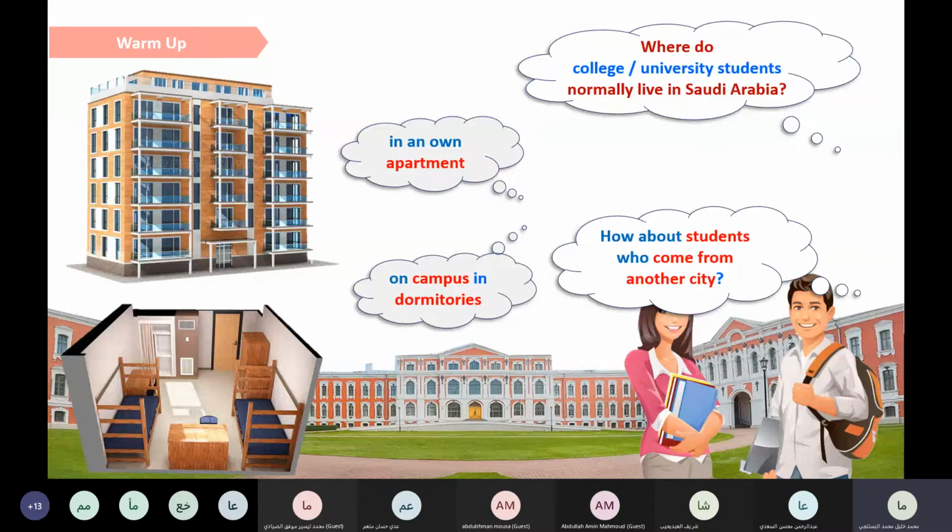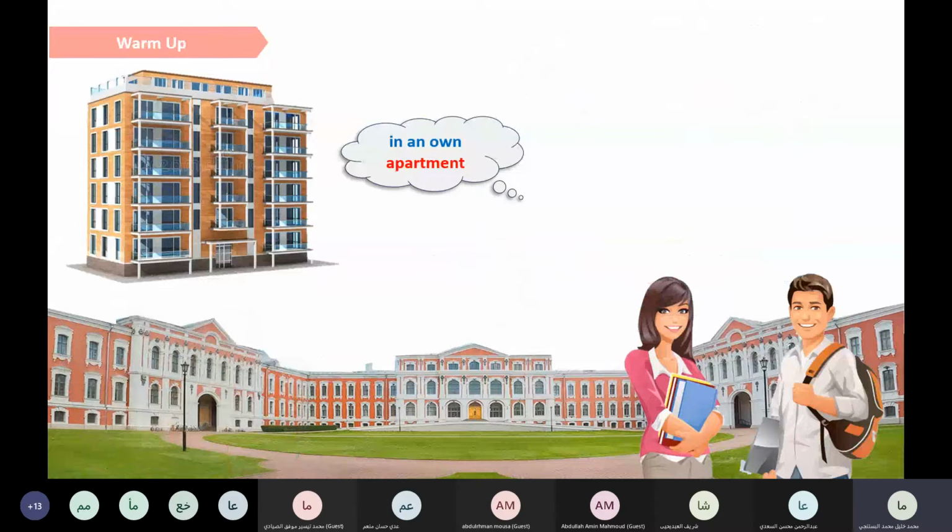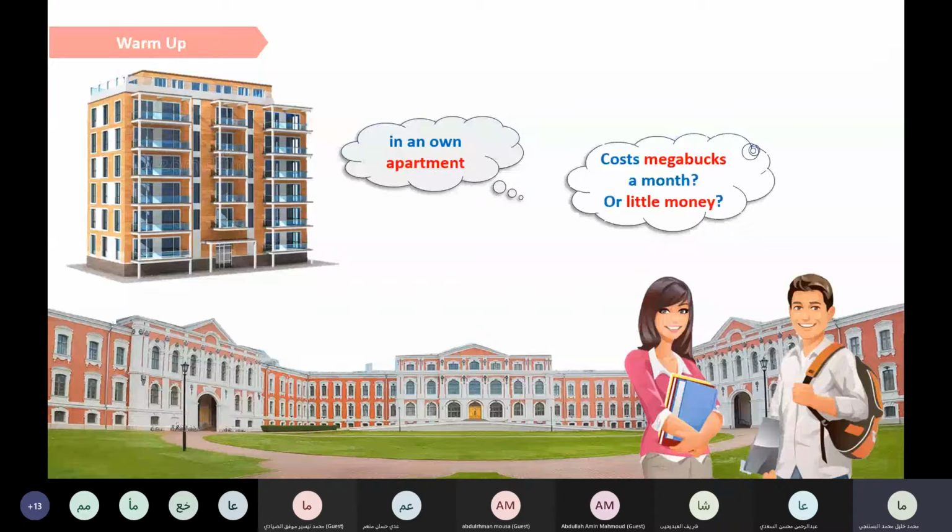Now, if you want to live in your own apartment, what do you think? Does it cost megabucks a month or little money? Megabucks means a lot of money. Living in an own apartment costs megabucks or little money? Megabucks, teacher, I think. Yes.